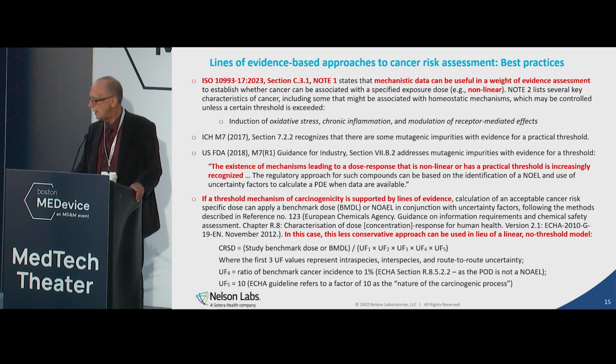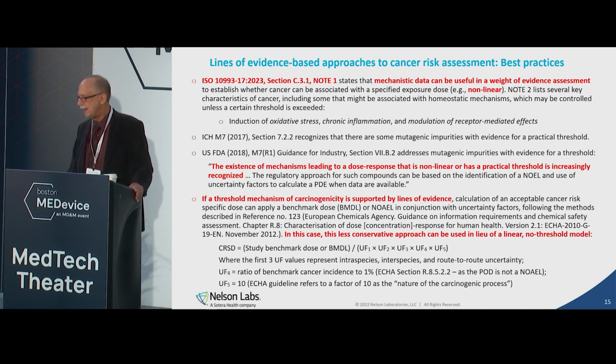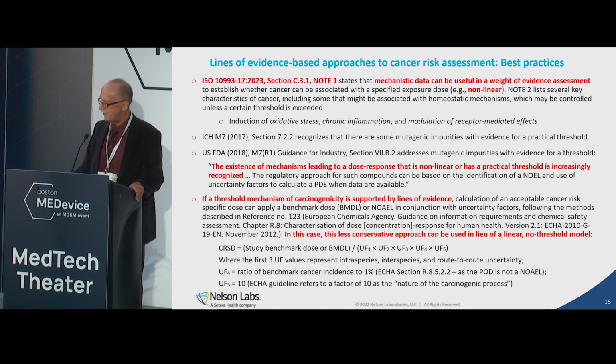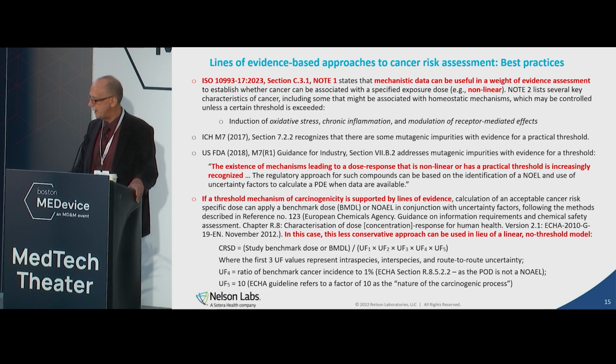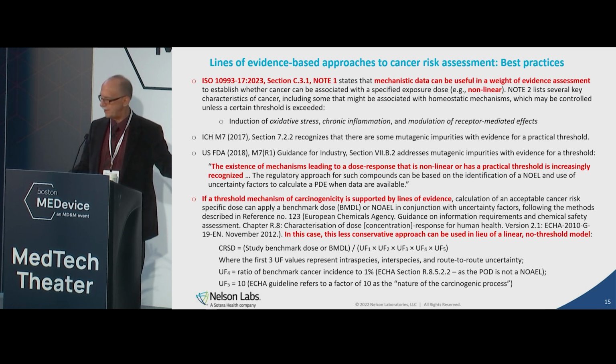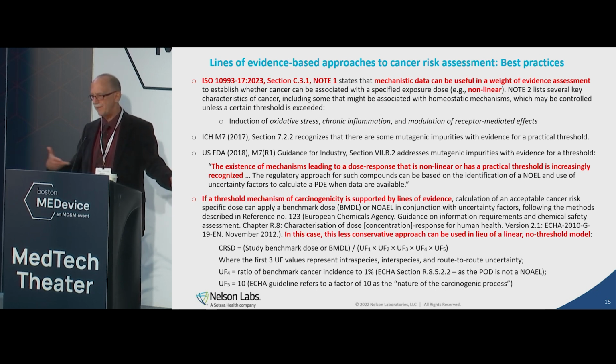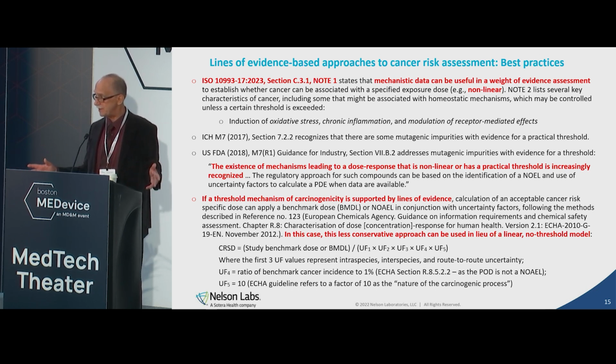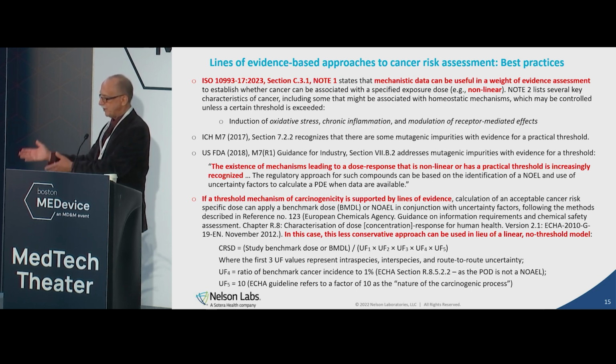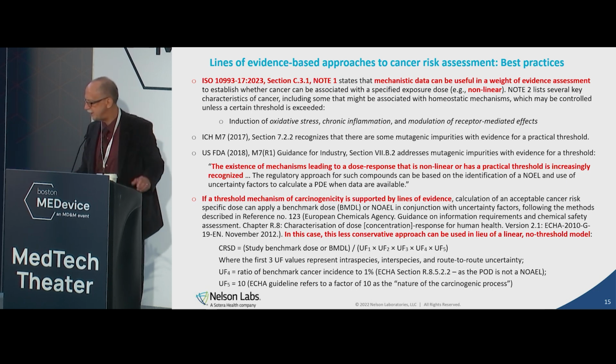Lines of evidence-based approach to cancer risk, or best practices. Because in ISO 10993-17, there's a section C.3.1. It states that mechanistic data can be useful in a weight of evidence assessment to establish whether cancer is associated with a specified exposure that is nonlinear threshold, or if it's a linear extrapolation. This makes a lot of difference in how stringent that comparison is to the one extractable in your data set that might be a carcinogen.